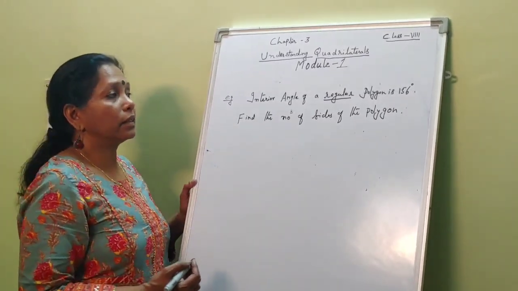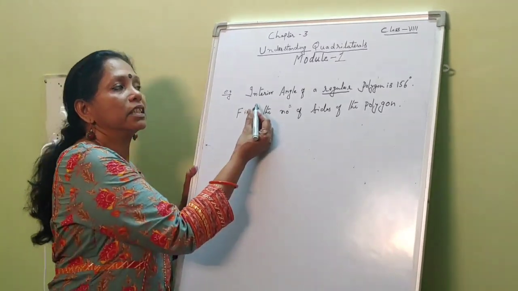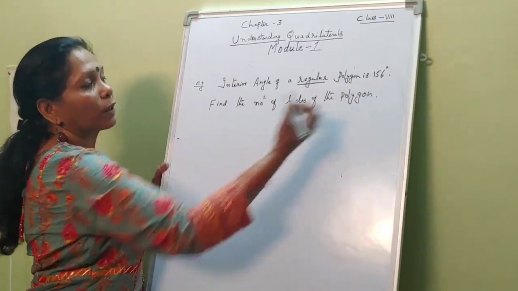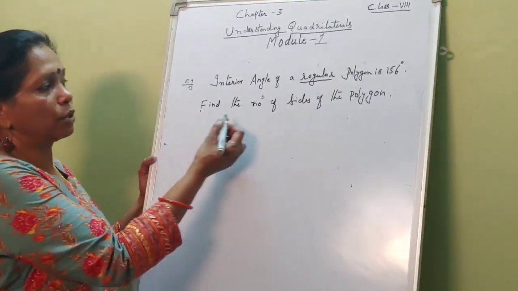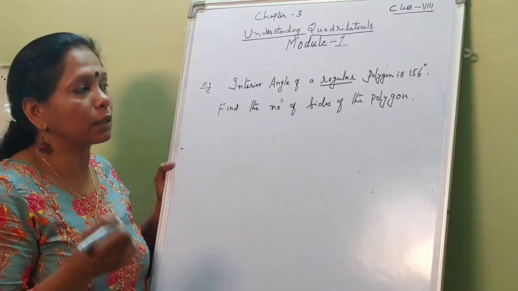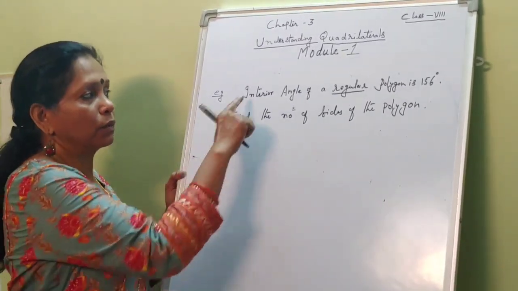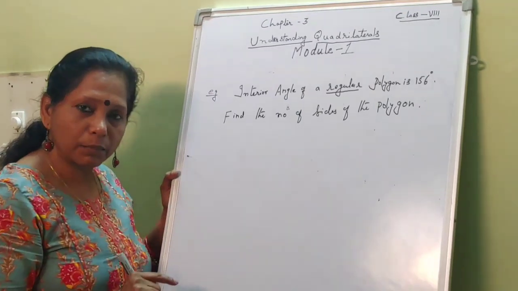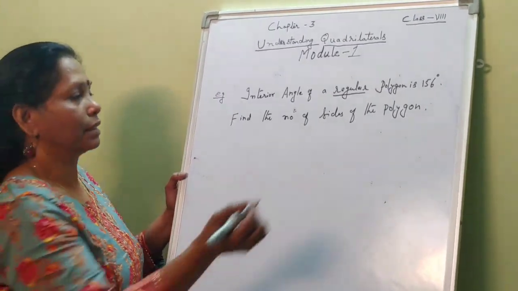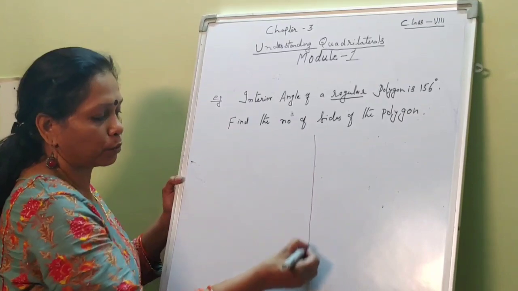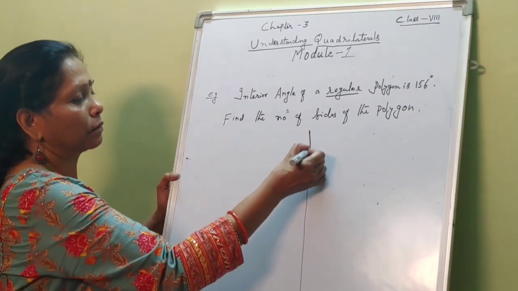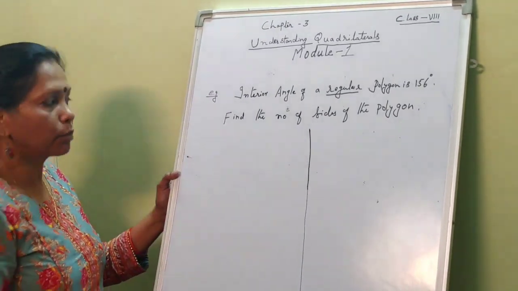Let's take another example where we have the interior angle of a regular polygon as 156 degrees. We need to find the number of sides the polygon has. So we can do it in two methods. First, we can use the interior angle property, and second, the exterior angle property. I'll show you in both ways. Let me first take the interior angle property.